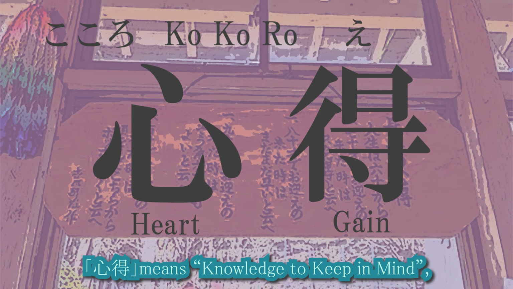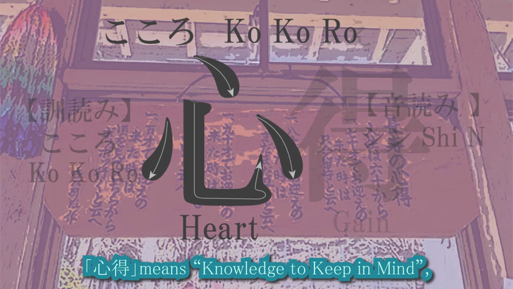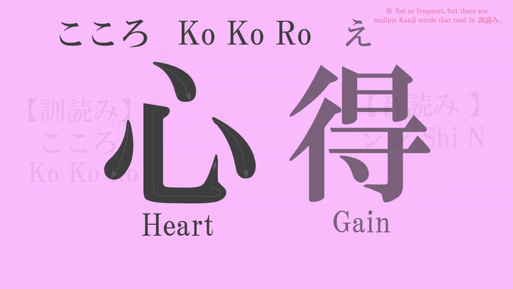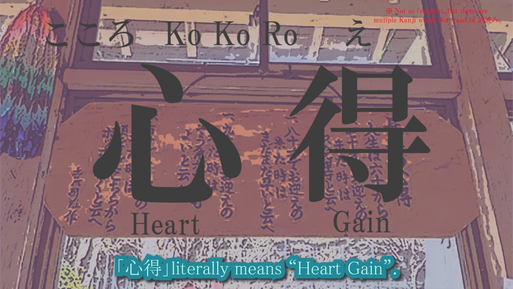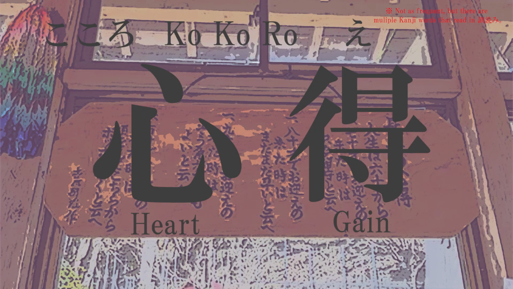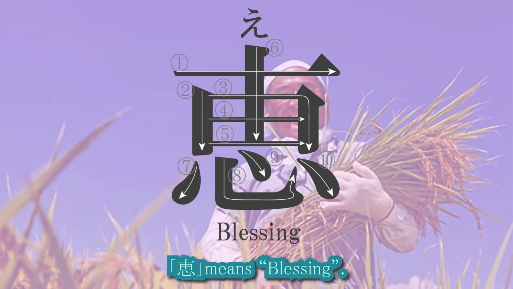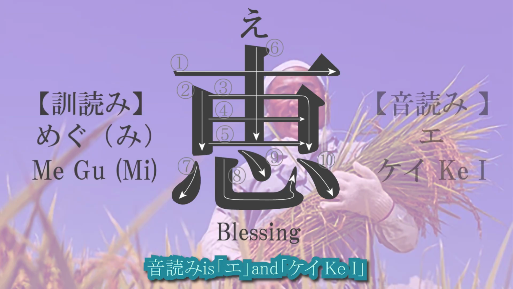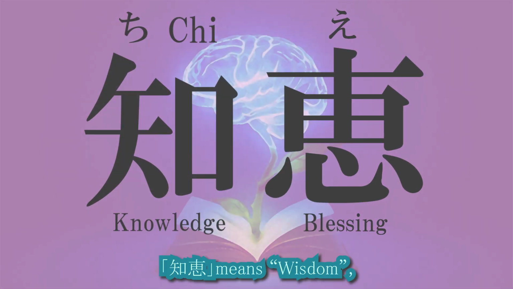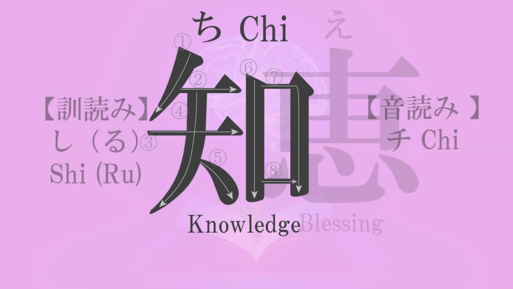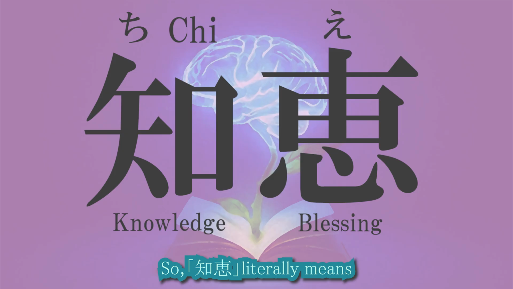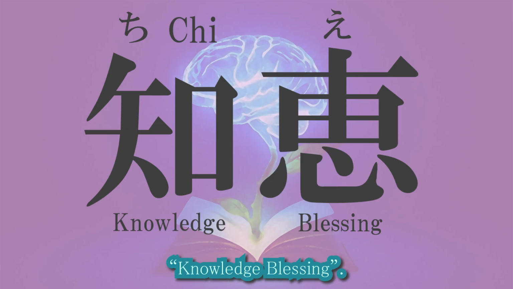Kokoroe means knowledge to keep in mind, with kokoro meaning heart. Kokoroe literally means heart gain. E means blessing. Kunyomi is megu. Onyomi is e and k. Chie means wisdom, with chi meaning know. So chie literally means knowledge blessing.